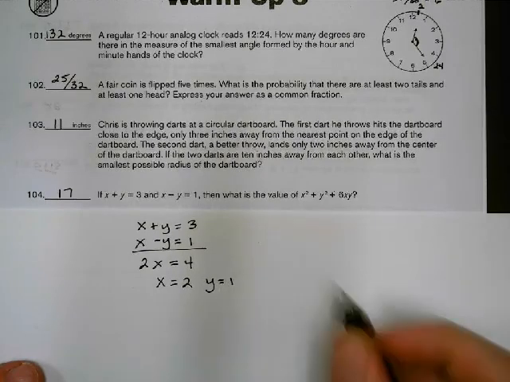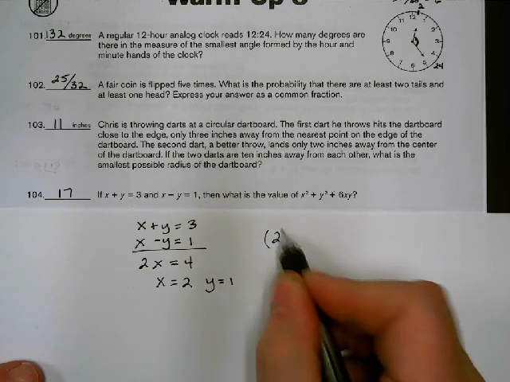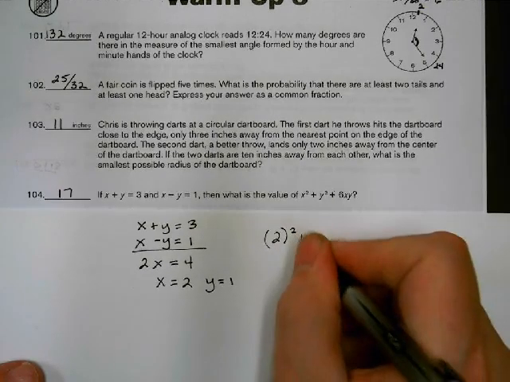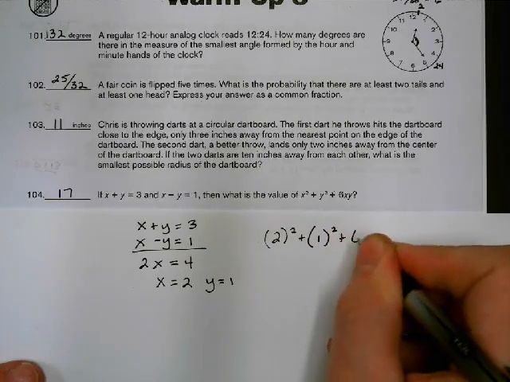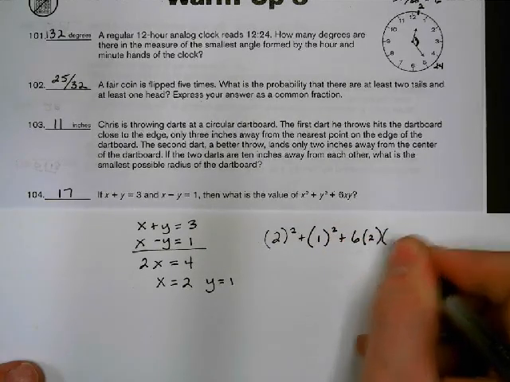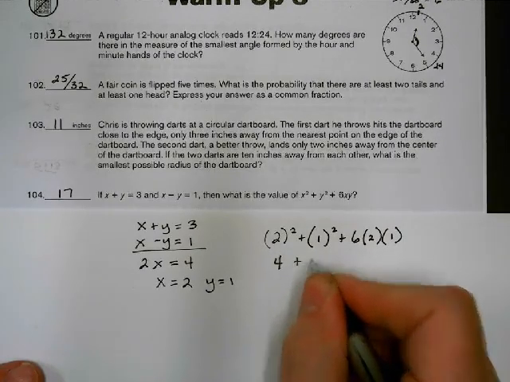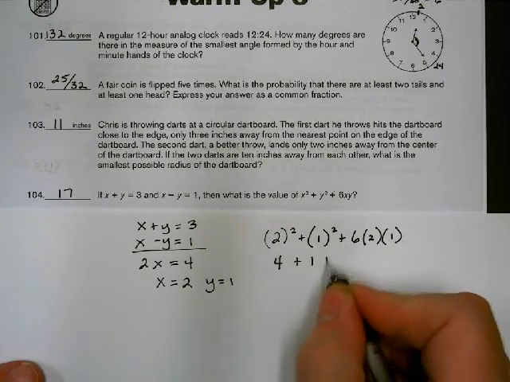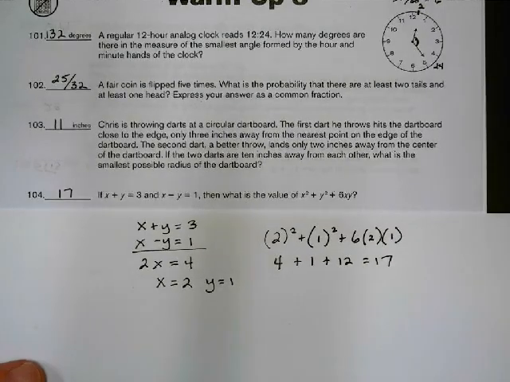Now we just plug it in. 2 squared plus y, which is 1 squared, plus 6x is 2, y is 1. So we've got 4 plus 1 plus 12. 17 is our answer. Next.